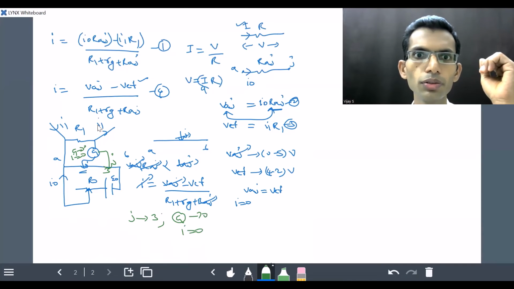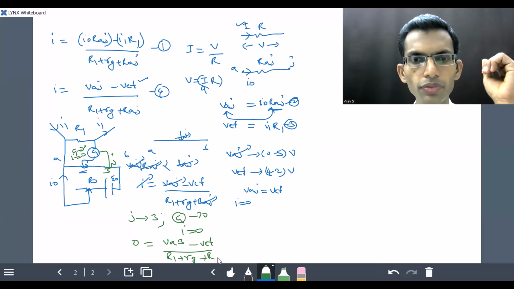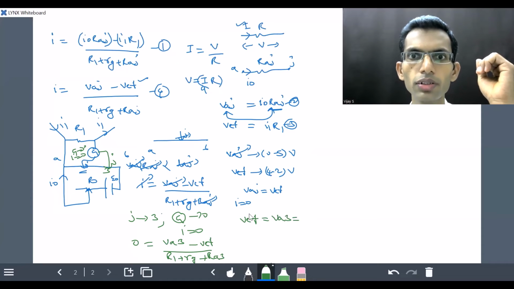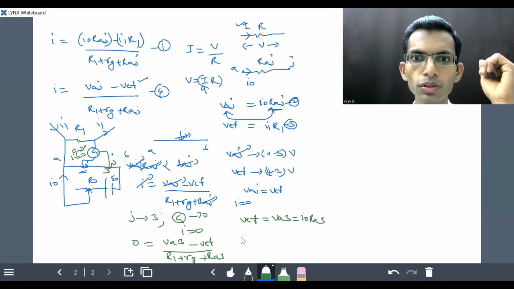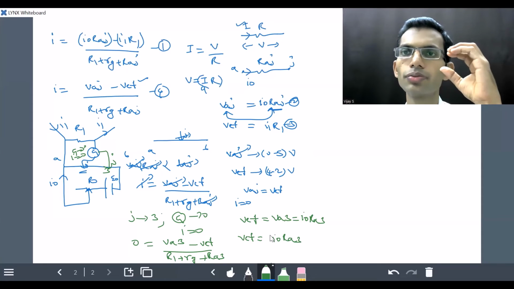When we substitute this into equation 4, what are we going to get? 0 is equal to, for J at position 3, we substitute in place of J, so we are going to get RG plus RA3 in the denominator. As the numerator is 0, we are going to get our objective VF equal to VA3, which from equation 2 is I0 RA3. So VF is nothing but I0 RA3. By knowing I0 and RA3, we can obtain our objective here.